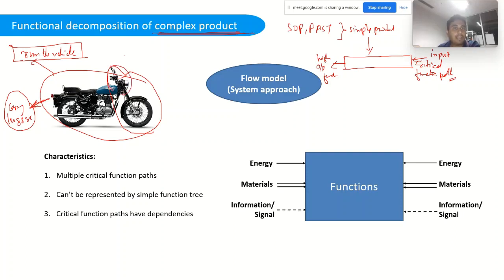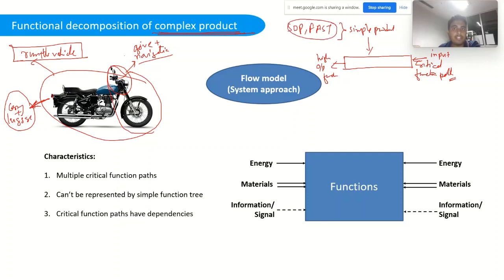Another high level function can be navigation, so give navigation. See the way I have written: verb plus noun. Run the vehicle, carry luggage. It's like verb plus noun. So what happens when we try to use these methods?